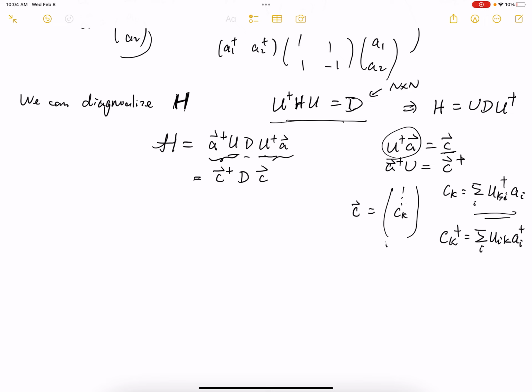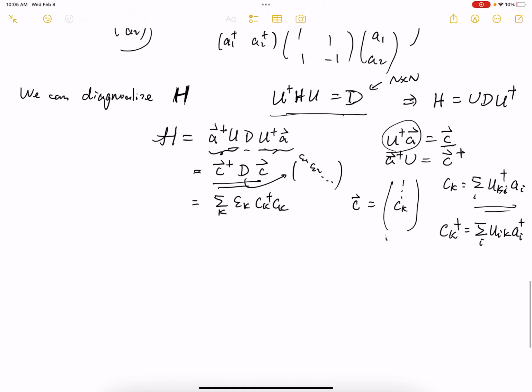So that's basically this transformation, and then you can simplify this to this, right? And because D is a diagonal matrix, when you are multiplying a row and a column vector on both sides of the diagonal matrix, you basically just get a simple sum over K. I can call this epsilon K CK dagger CK, where epsilon K are the diagonal matrix elements of D, so they're just the eigenvalues. So I can diagonalize this. This is going to give me a sum over just CK dagger CK because the matrix in the middle is diagonal, so we only get the row and column index to be the same.